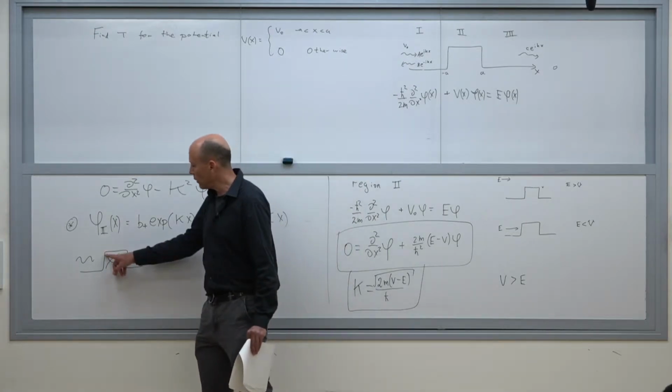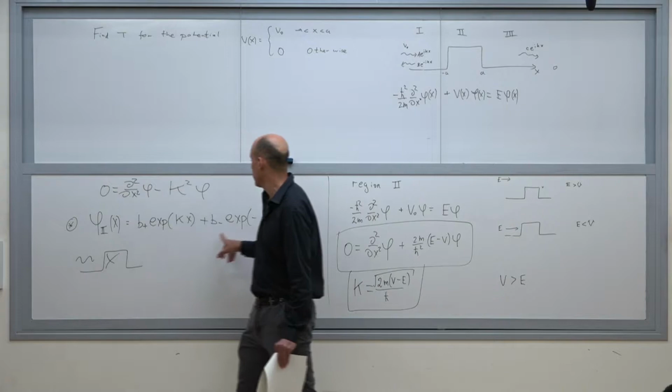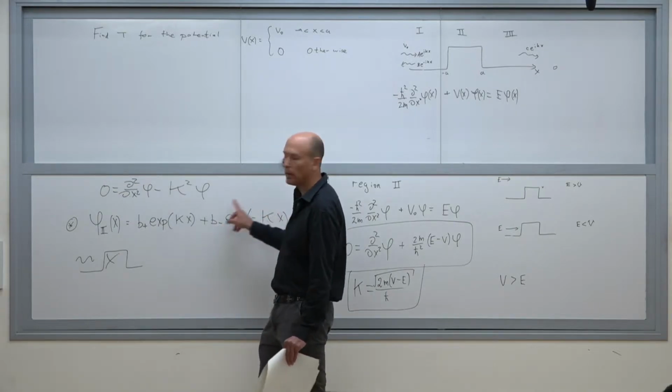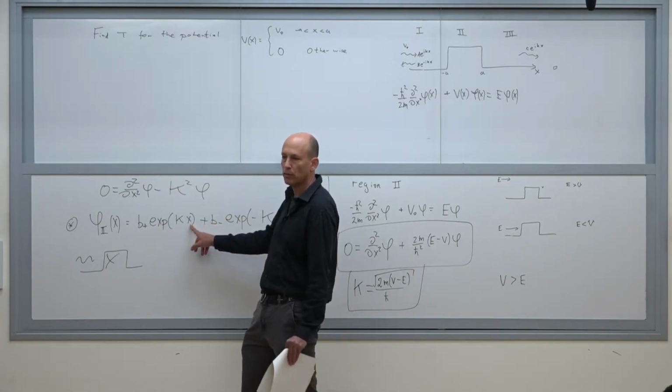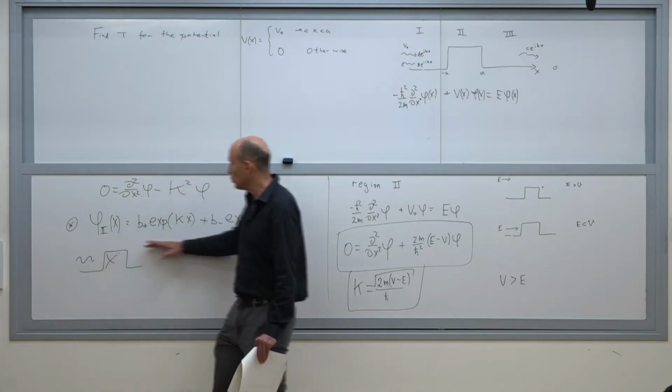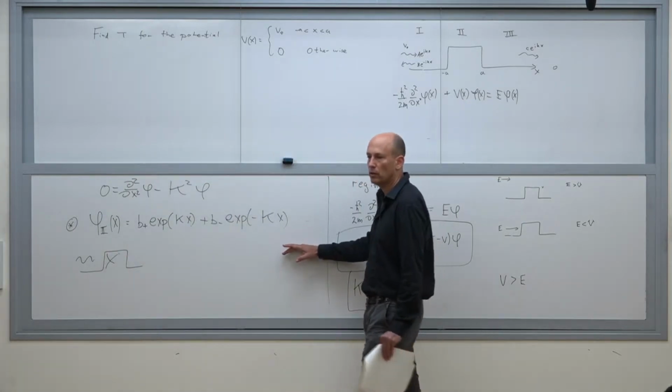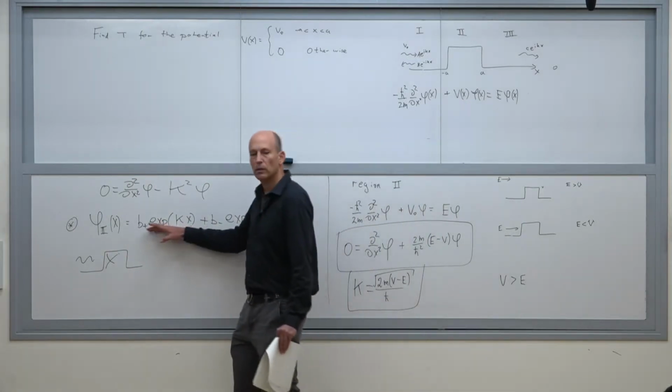Then what would happen? You'll have one decaying thing. This, you see here, this one is decaying at infinity. This one is exploding at infinity. So let us assume this would continue forever. What would you get here? You would get both of them.